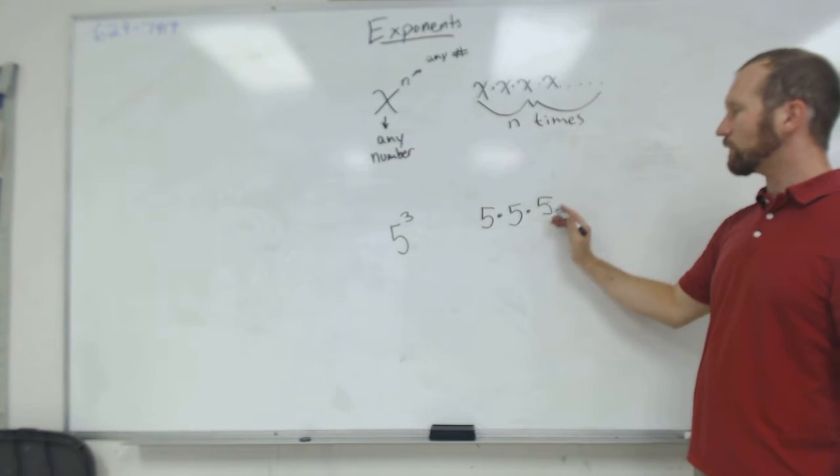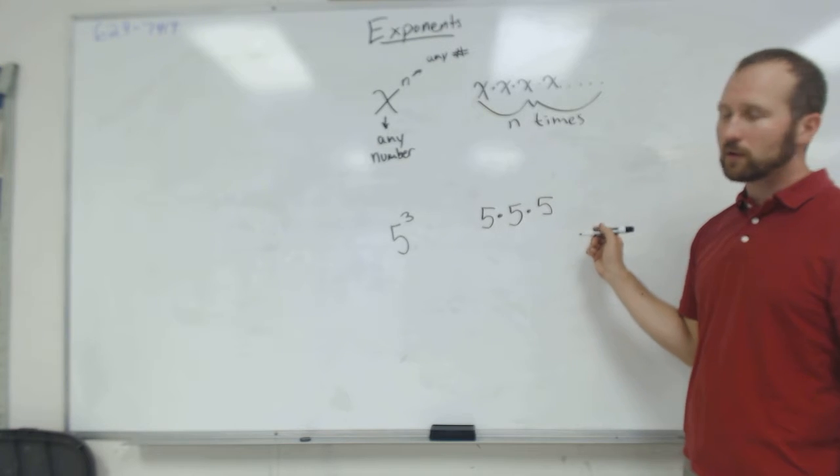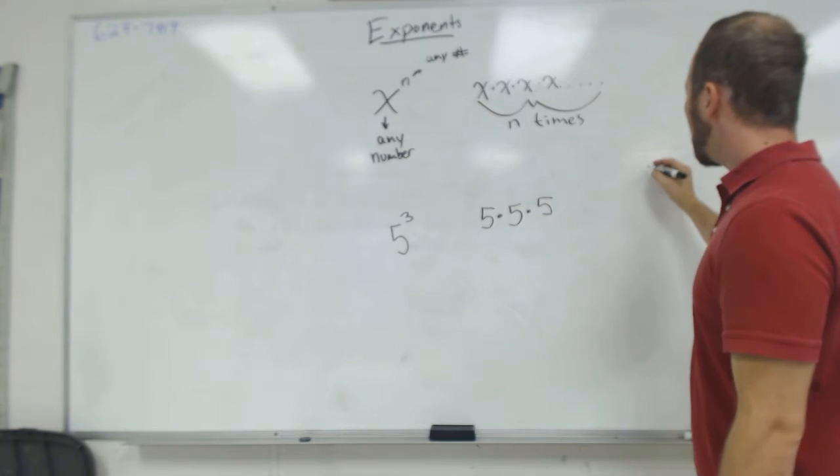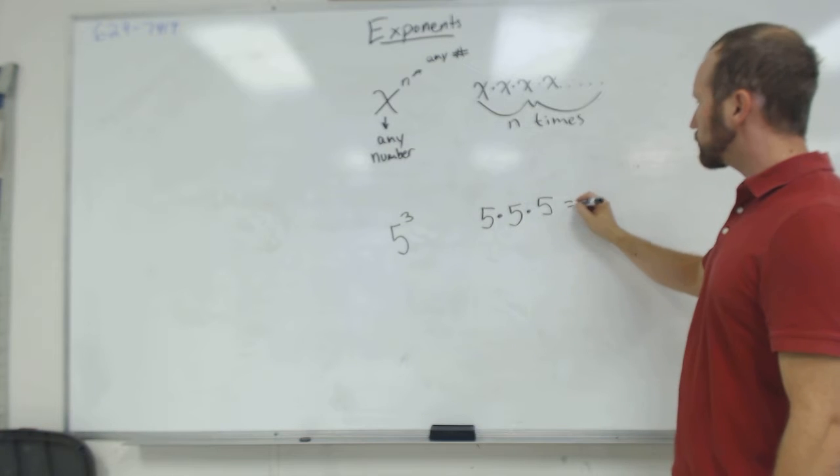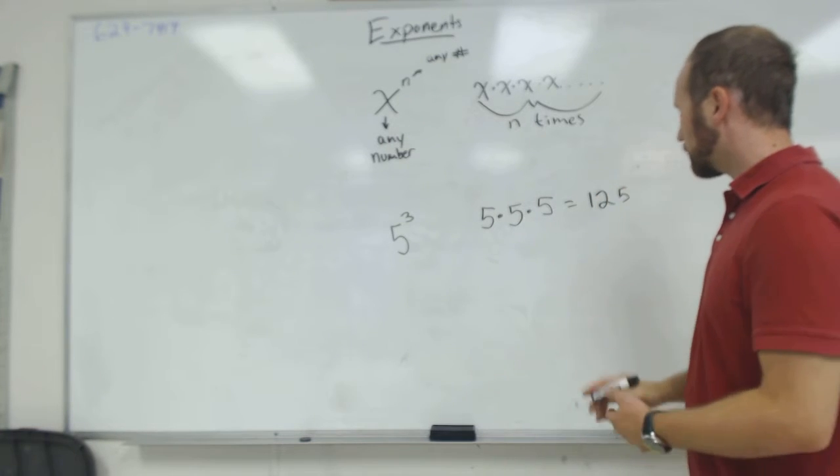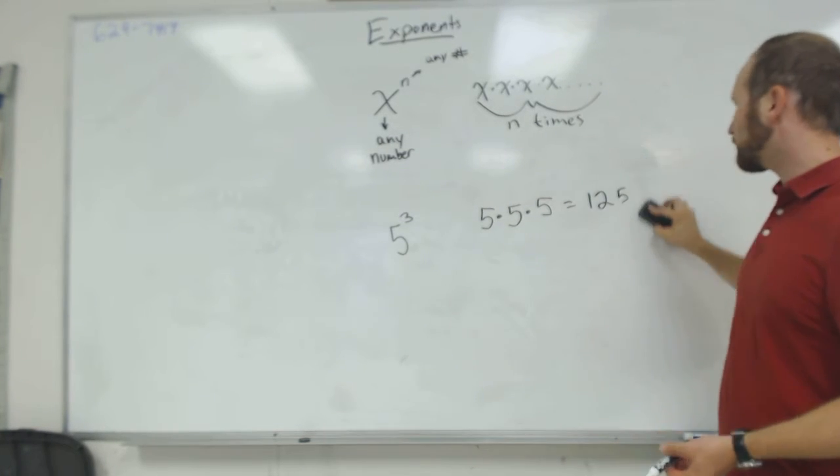So 5 times 5 times 5 is a pretty big number. 25 times 5. It's like 125. It is actually equal to 125. 5 times 5 times 5.